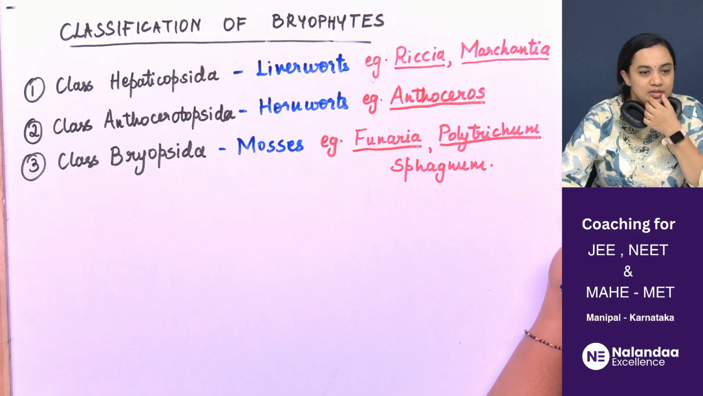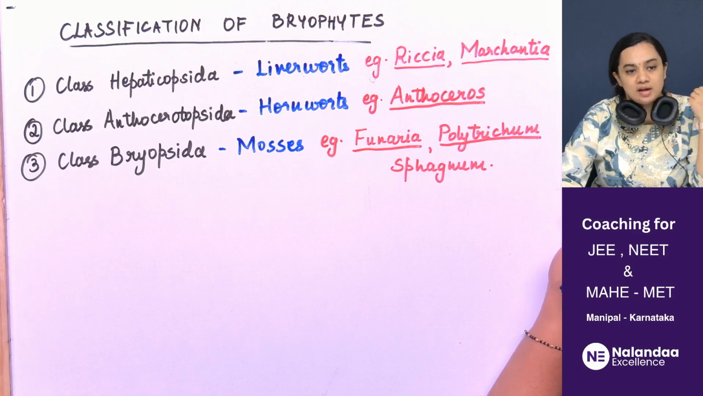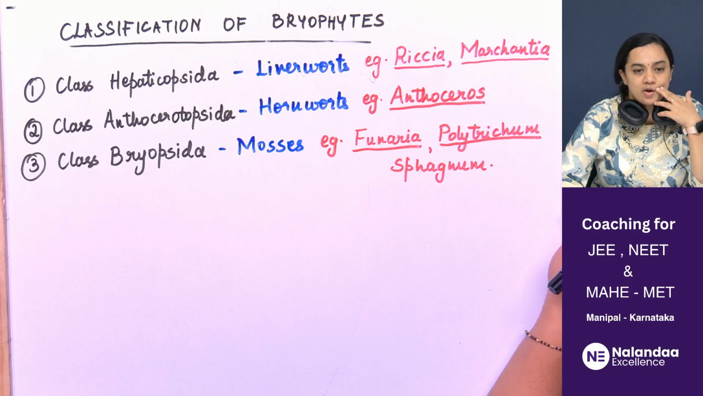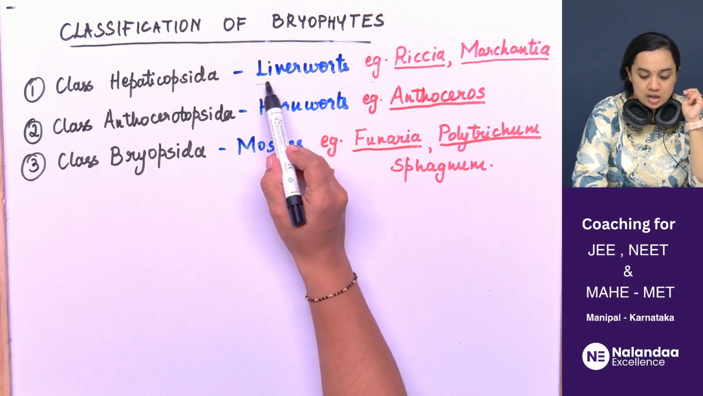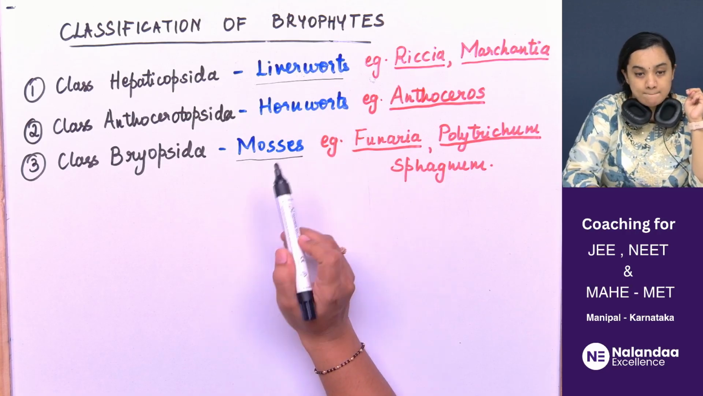Okay. So, in the previous class, we stopped with the discussion of the general characters of bryophytes, correct? So, today we'll talk about classification of bryophytes. Now, in the textbook, only two groups of bryophytes have been mentioned by the names liverworts and mosses.